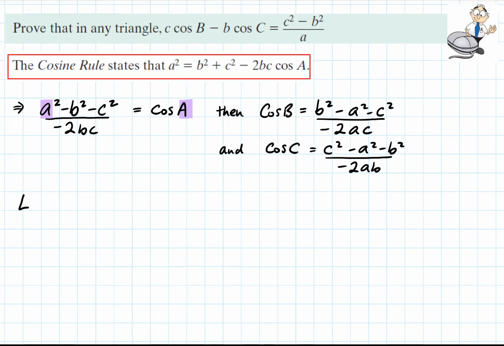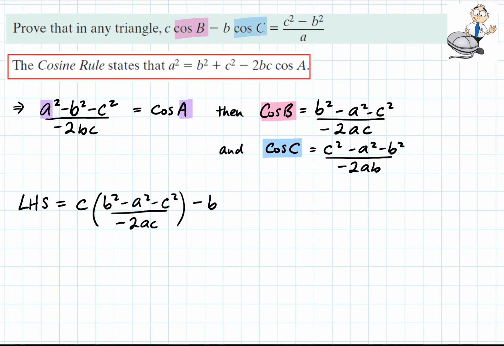Now let's look at the question we've been asked. So the left-hand side of our given term is c times cos B. So we have an expression for cos B here in terms of the sides. So I'll sub that in here. Take away b times cos of C. So we worked out an expression for cos of C. We'll substitute that in here. And we want to manipulate this to become c squared minus b squared over a.